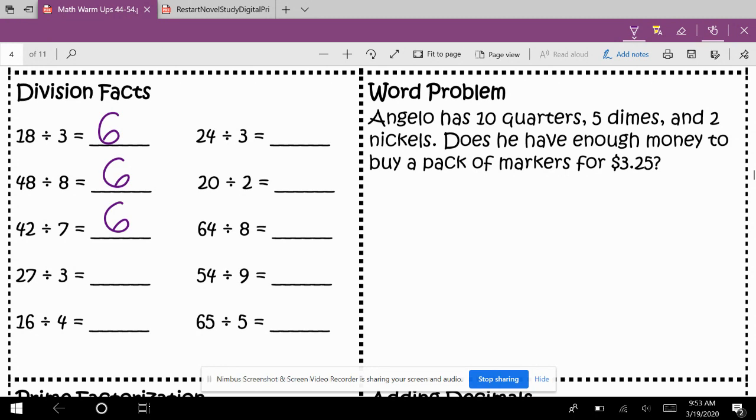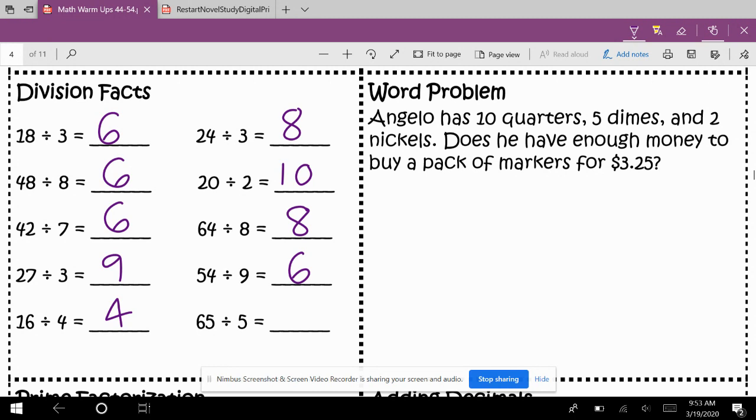27 divided by 3 is 9. 16 divided by 4 is 4. 24 divided by 3 is 8. 20 divided by 2 is 10. 64 divided by 8 is 8. 54 divided by 9 is 6.